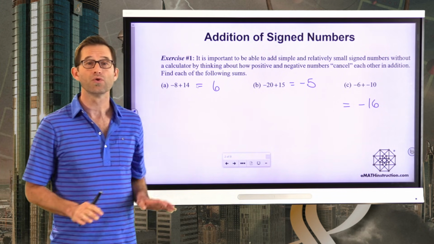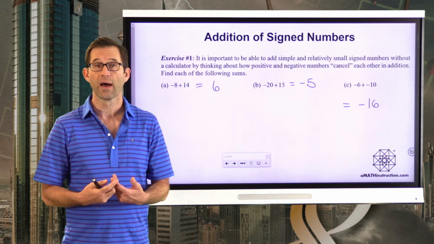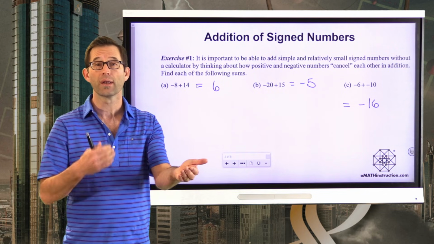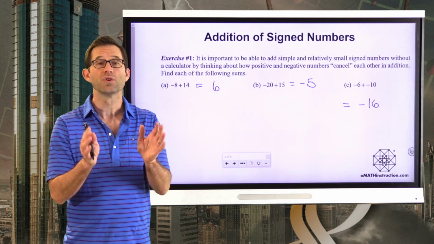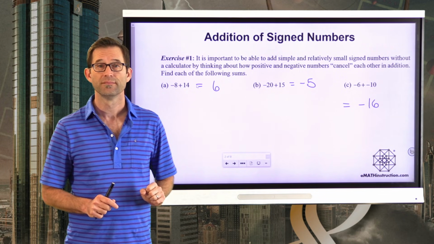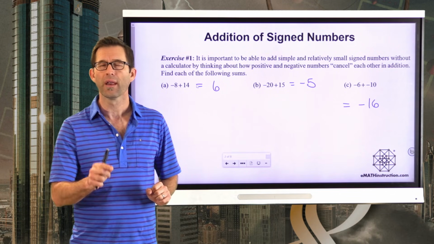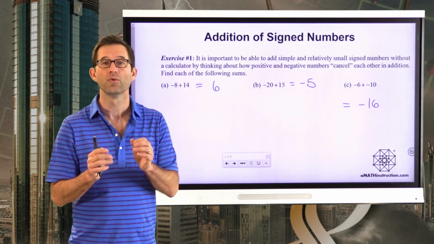So this basic notion is that when you add positives and negatives together, they cancel out to be 0. For every -1 you add to a positive one, those cancel and give you a whole lot of nothing. So you want to be able to think about that as you add positives and negatives. All right, let's move on and take a little look at subtraction and how we can convert that to addition.